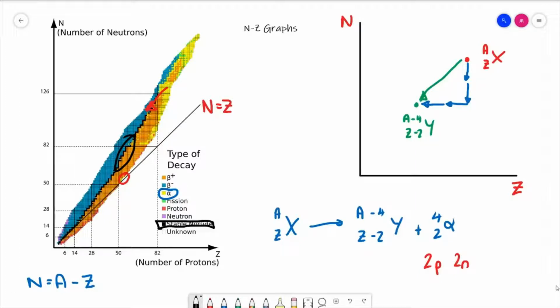Before we move on to the next slide, I'll just talk briefly about beta plus and beta minus decay. If we take beta minus decay first, we can see that all of the beta minus emitters lie above and to the left of the stable line, whereas all the beta plus emitters lie below and to the right of the stable line. And on the next slide we'll explore that.